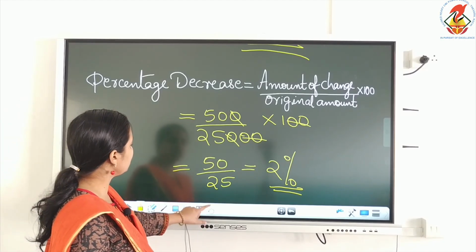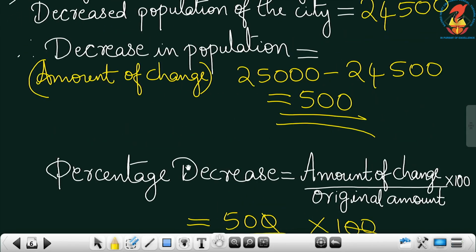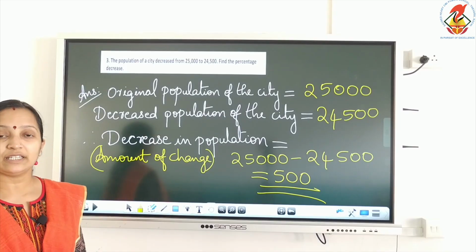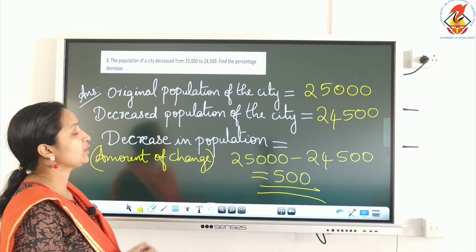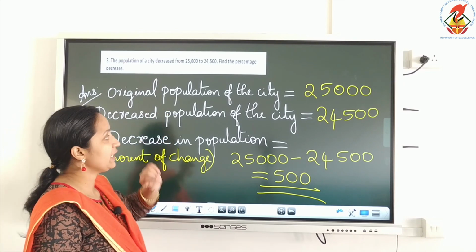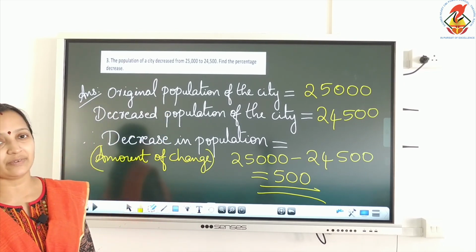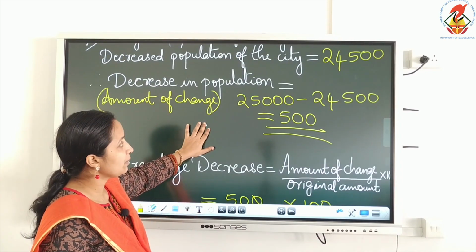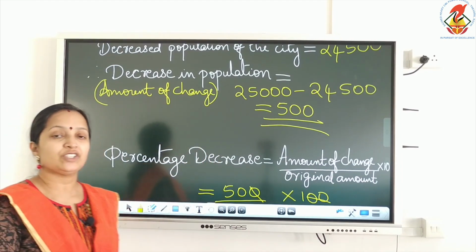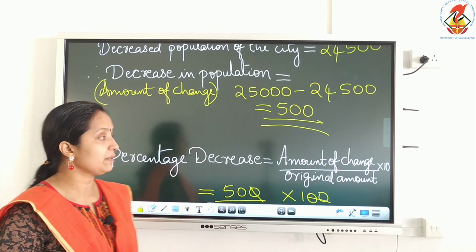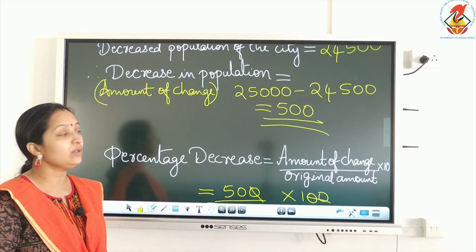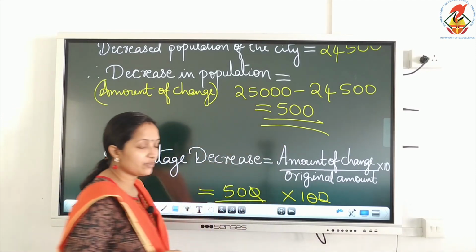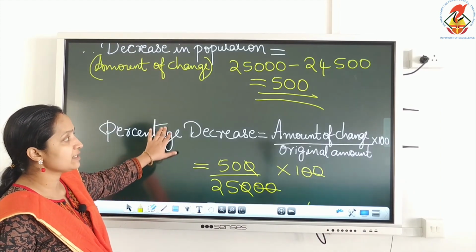Just go through the answer one more time. What is given in the question? Population of a city decreased from 25,000 to 24,500. So original population is given, decreased population is given. First we have to find out the amount of change. For that, the formula is original value minus the decreased value. You will get the answer 500.